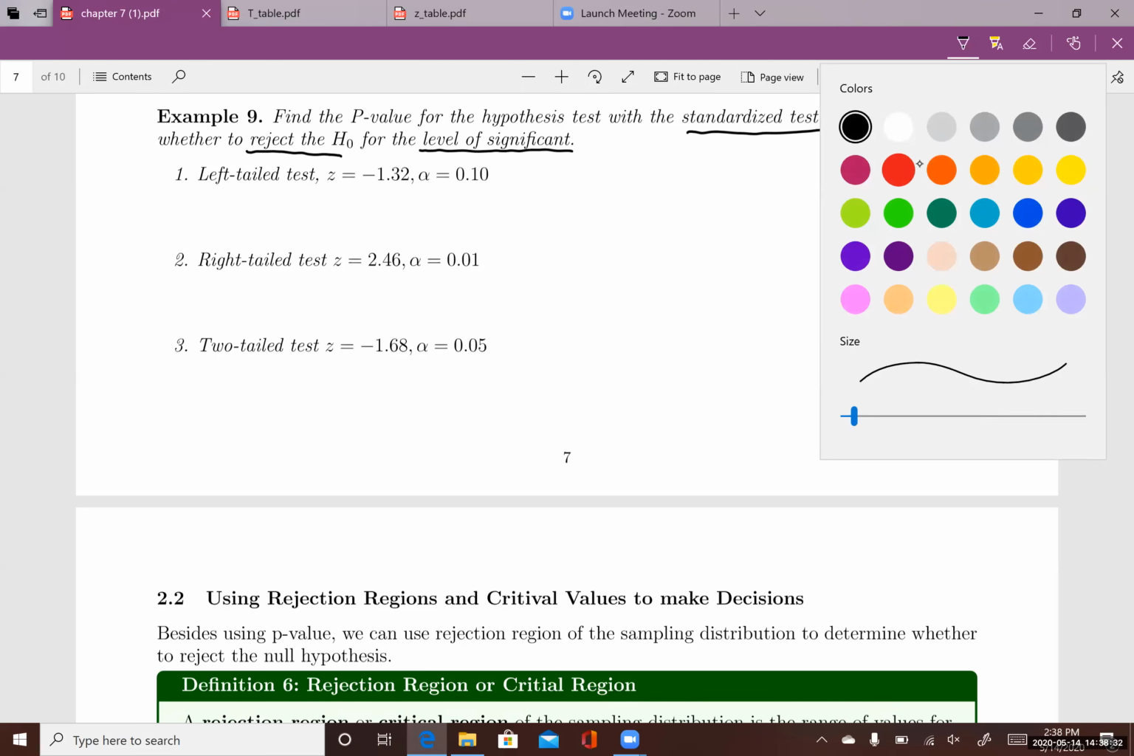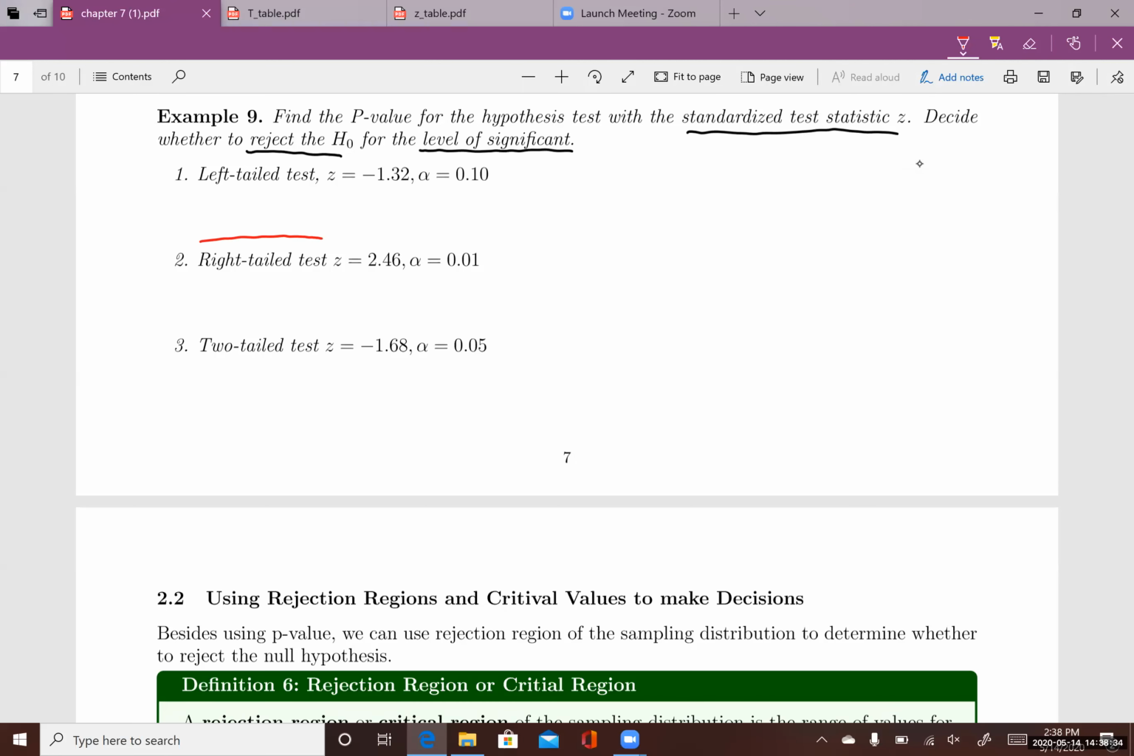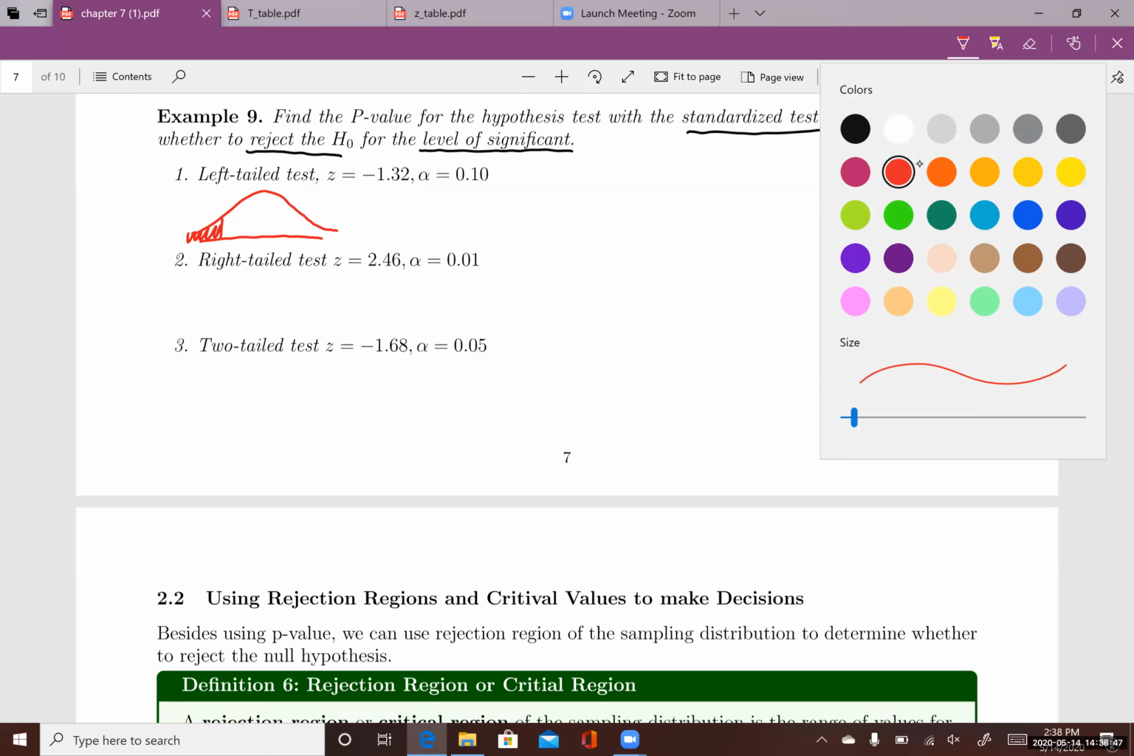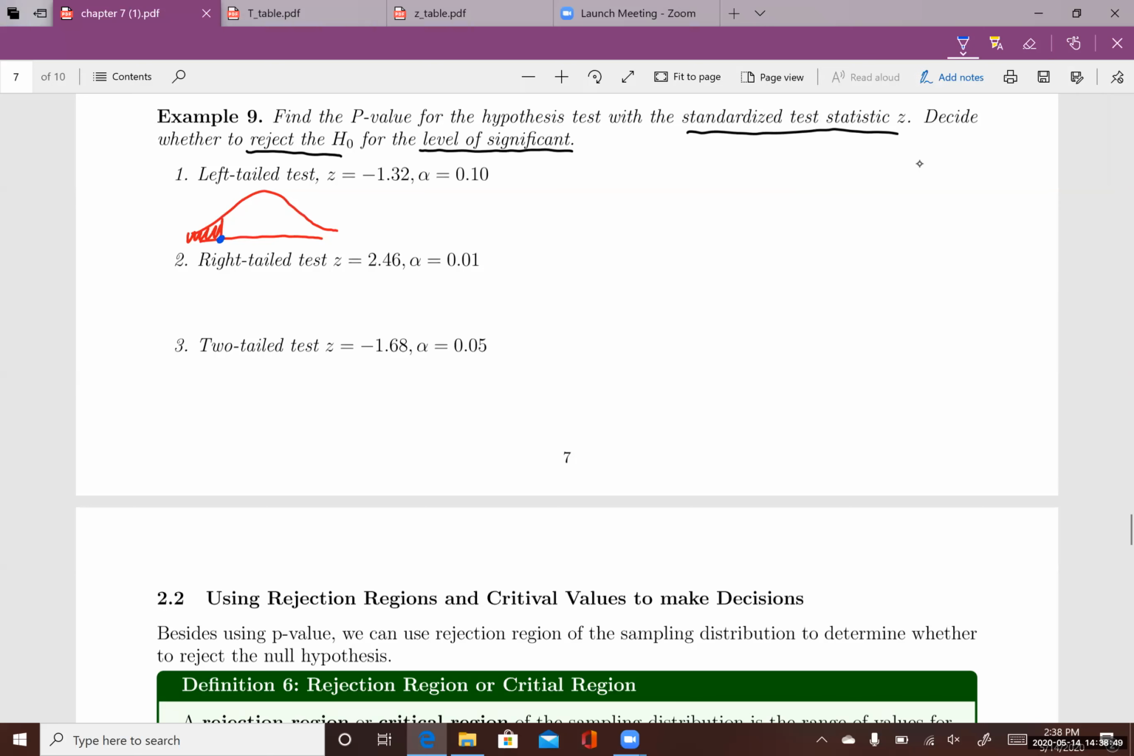So I know this is a left-tail test, then I can draw a normal distribution. And then this is a test right here. But you're looking at the area to the left of the z value. And the standardized test statistic is negative 1.32. That means it's going to be on the left of the mean.